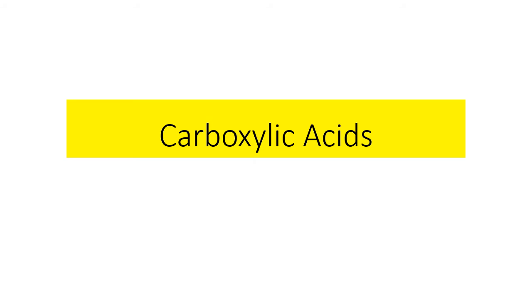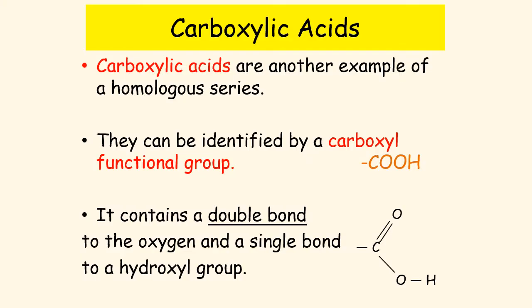So this is National 4, National 5 Chemistry, and our topic for today is carboxylic acids. Now, carboxylic acids are another example of a homologous series, and they can be identified by the carboxyl functional group, which if we're writing it as part of the molecular formula, we would write it as COOH.